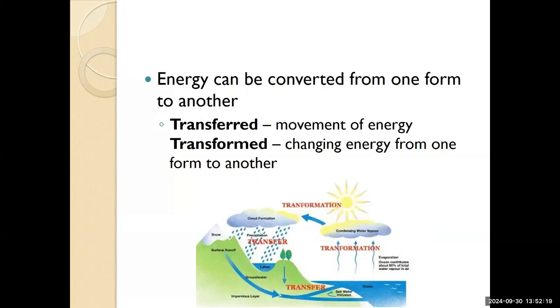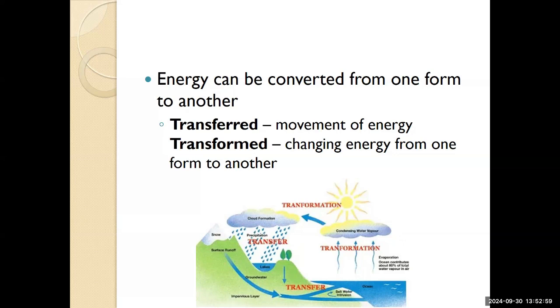When energy is being utilized or changing between systems, it's important to note that the energy can be converted from one form to another. We use the terms transferred and transformed to denote these changes. Transferring energy means we're just moving the energy from point A to point B. It's an interaction between systems where the energy remains the same, just moved. Transformation, on the other hand, forms a new product. The energy is changed in some way, shape, or form, modified.